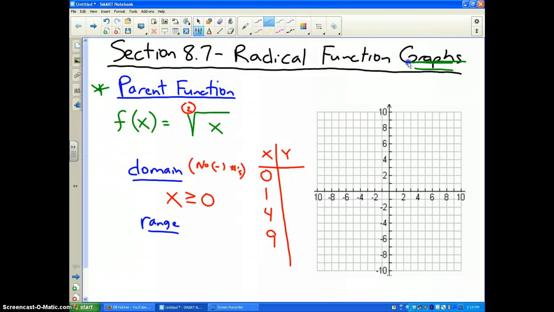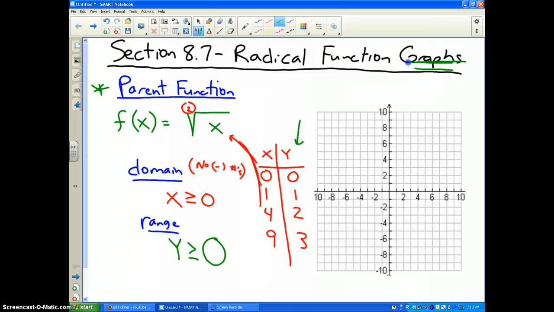All right, well, what do we get? If we put 0 in for x, the square root of 0 is 0. If we put 1 in for x, the square root of 1 is 1. If we put 4 in there, the square root of 4 is 2. Square root of 9 is 3, etc. So my question to you now is, do you see any negative numbers in the y column? Well, again, the answer to that question is no. Therefore, the range is all numbers that are also greater than or equal to 0.